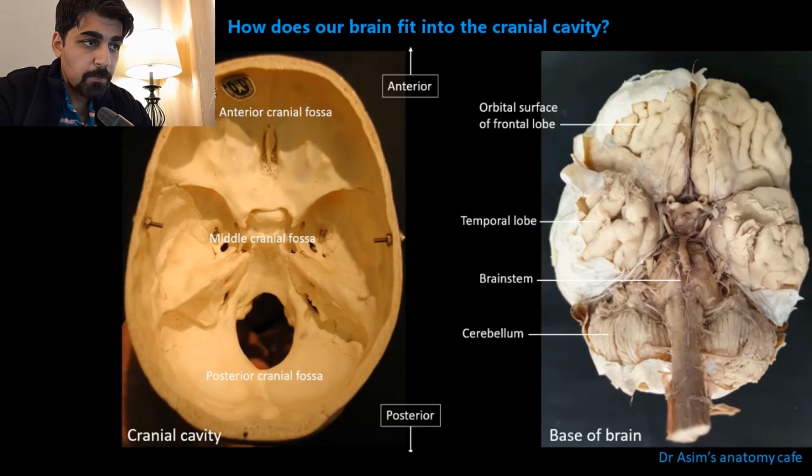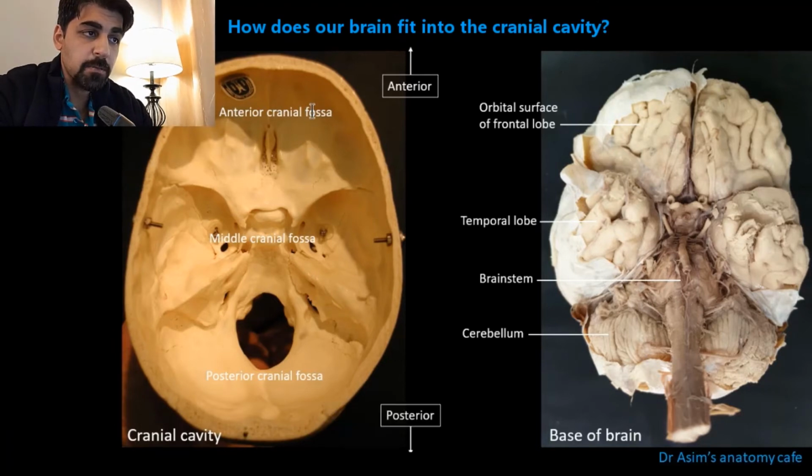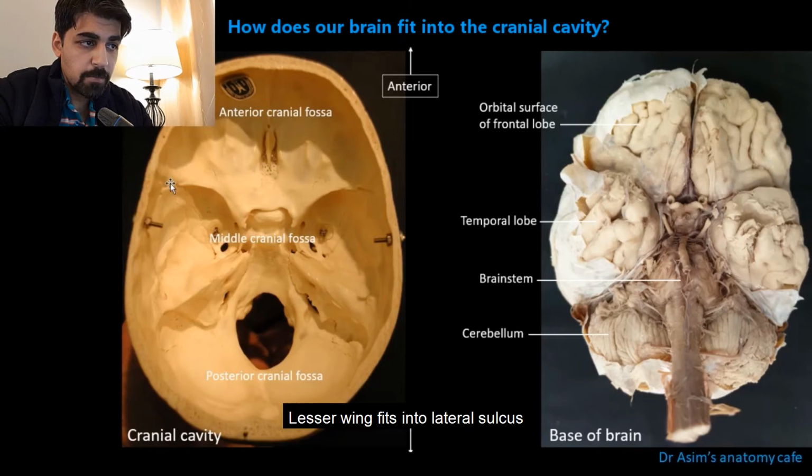The frontal lobes, as we discussed, are going to rest on the orbital plates of the frontal bone. These are the orbital plates of the frontal bone because they're forming the roof of the orbital cavity. The orbital cavity just lies underneath it. Remember, we're looking at the cranial cavity from the top, right? The lesser wing of the sphenoid bone is going to fit into this region over here.